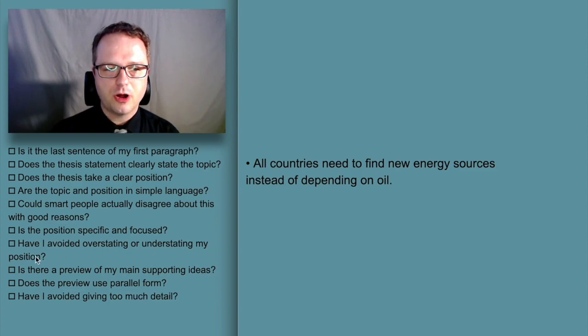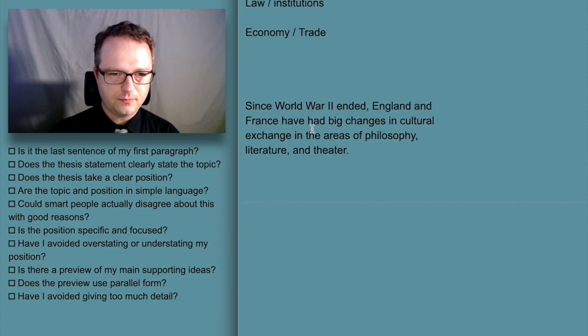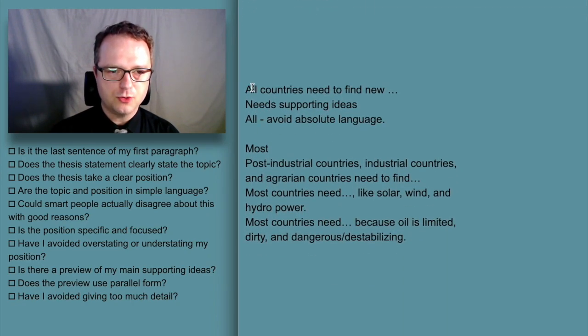I think this is where the problem is, because of the word all. One way to fix this is, of course, to change that all to most. We should avoid absolute language. Also, let's see, is there a preview of my supporting ideas? No. This one needs supporting ideas too. Does it use parallel form? Well, we don't have a preview, so we can't answer that yet. Have I avoided giving too much detail? Yes. With that most, one way to fix this, okay, is we need our preview.